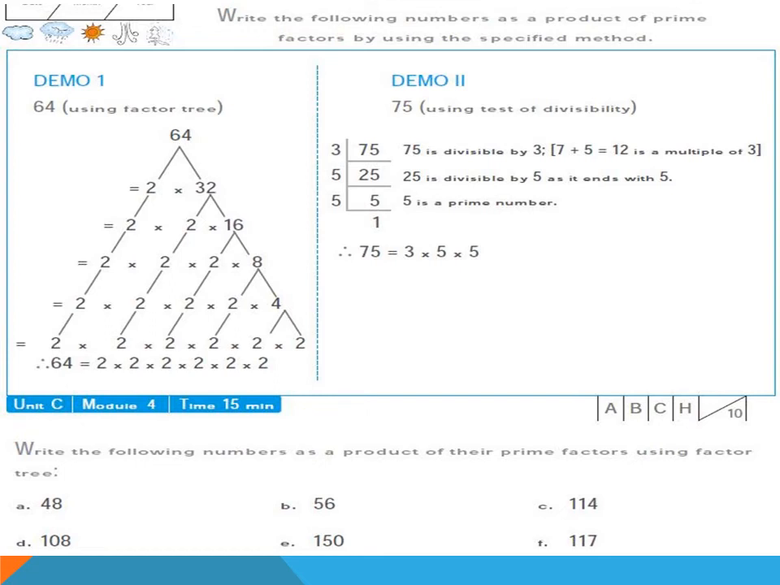So 25 divided by 5 gives you 5. Again 5 divided by 5 gives you 1. So 75 can be written as 3 into 5 into 5. In the same method, pause the video for 15 minutes, write the following numbers as a product of their prime factors using factor tree.